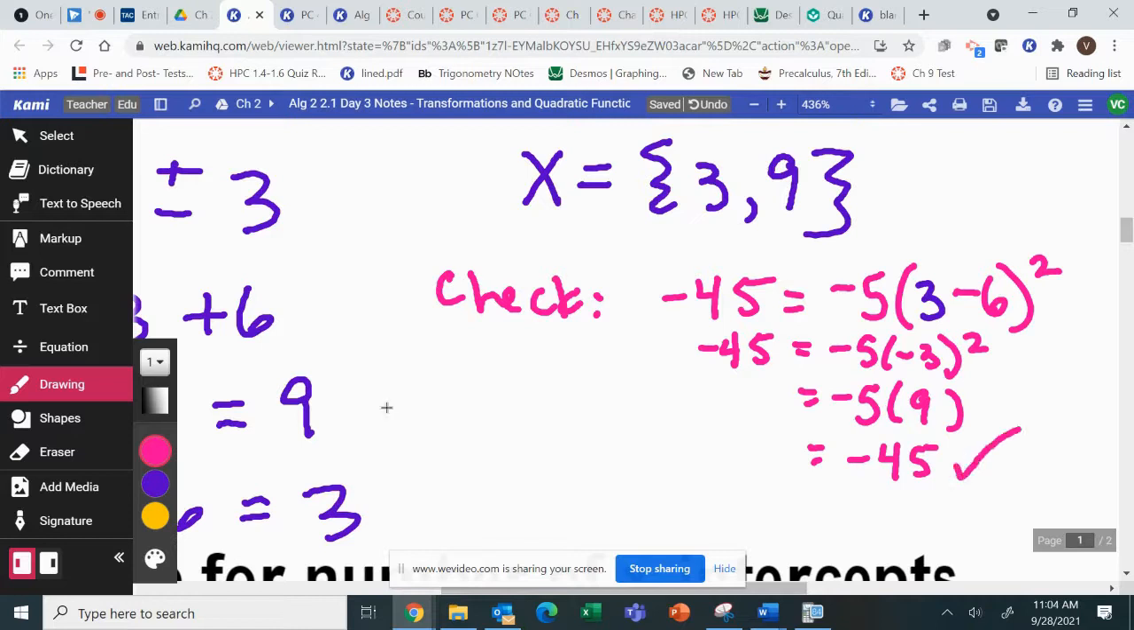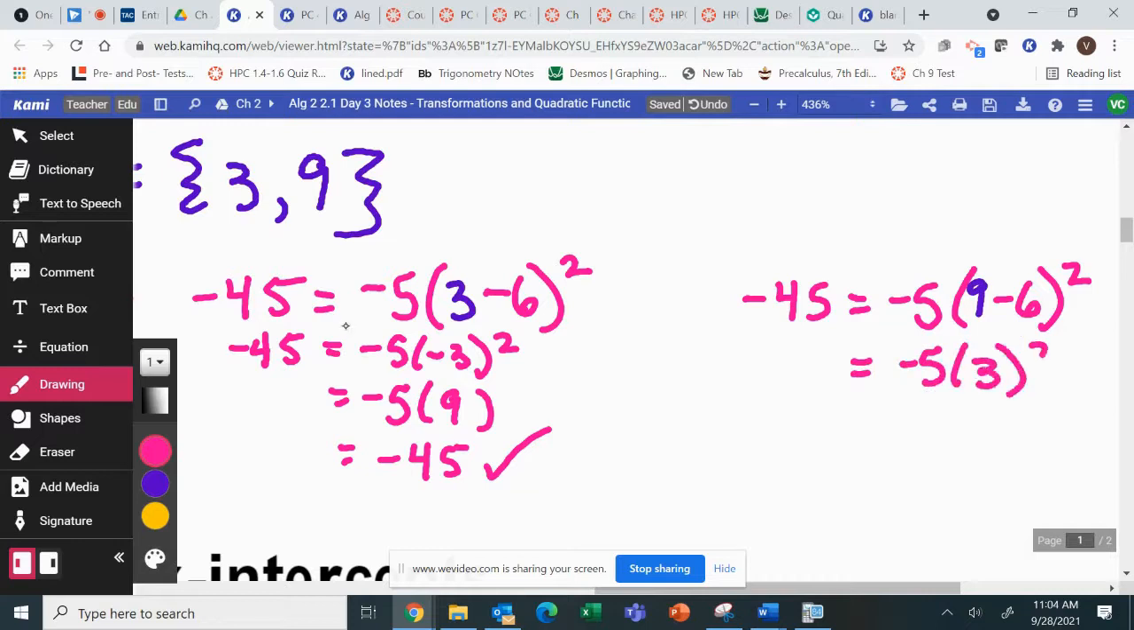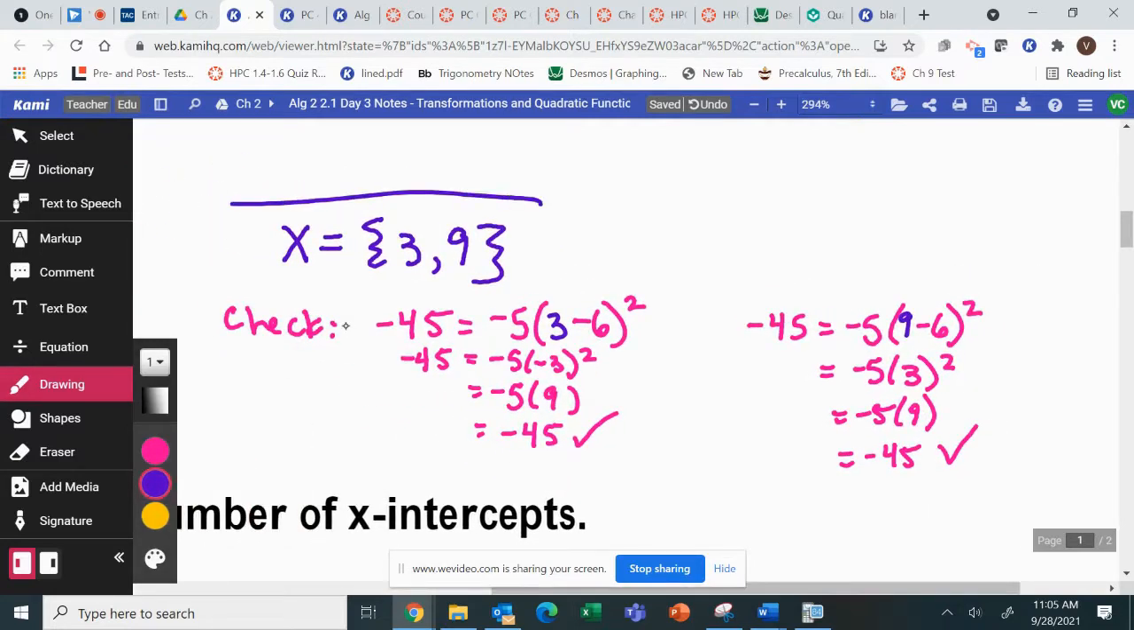So that checks. The other one: negative 45 equals negative 5 times 9 minus 6 squared. So negative 5, 9 minus 6 is 3 squared, which is 9, which is negative 45. So that one also checks. There are two answers. Both of them check. 3 and 9 both work.